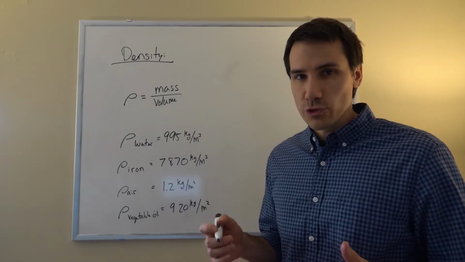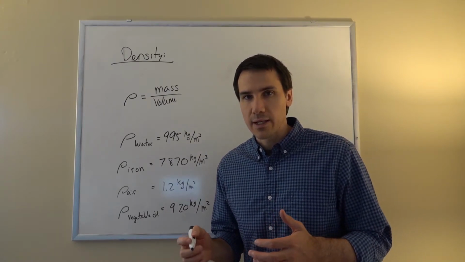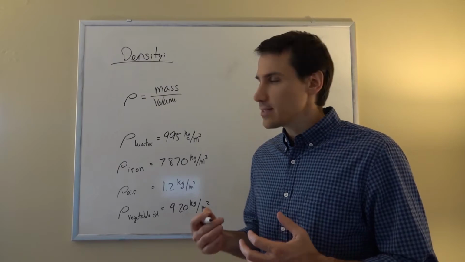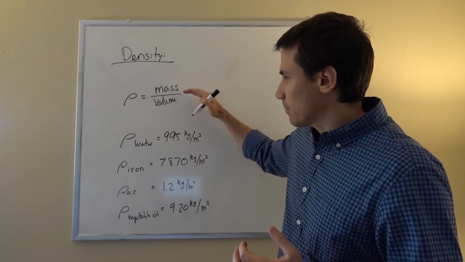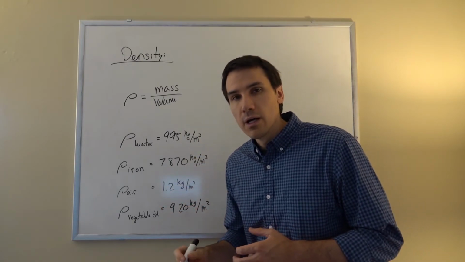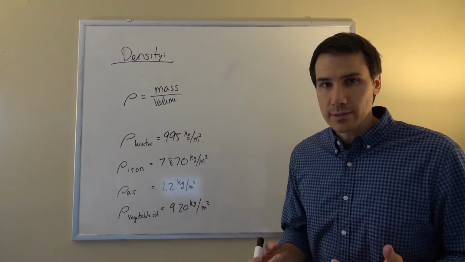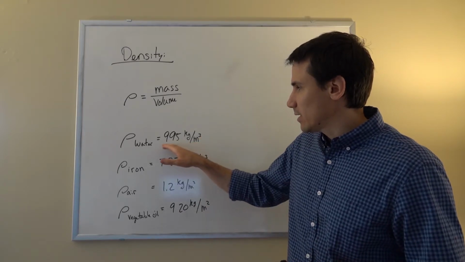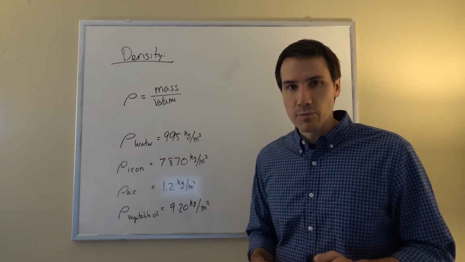Another concept that is crucial to our understanding of fluids is the idea of density. Density is defined as the mass per unit volume, so kilograms per cubic meter, of any given object. So water has a density of 995 kilograms per cubic meter.